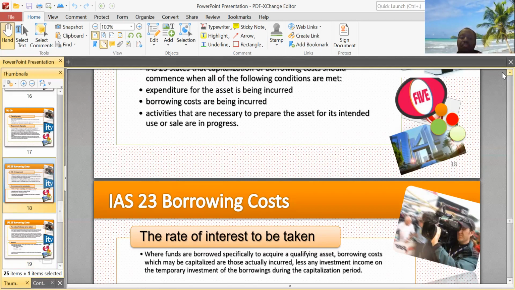So if there's any investment income you earn on the temporary investment of the borrowings during the capitalization period, that should be taken out of the borrowing costs. Let me read again. It says, where funds are borrowed specifically to acquire qualifying assets, borrowing costs which may be capitalized are those actually incurred, less any investment income on the temporary investment of the borrowings. Very, very important. So once you go to the bank to get a loan to buy a qualifying asset, that borrowing cost should be capitalized.